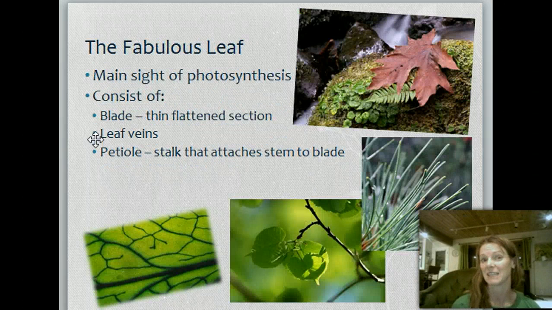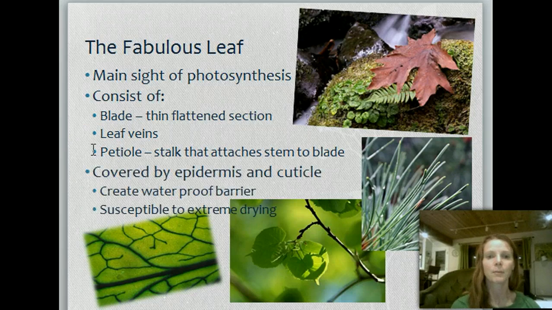Now the fabulous leaf. So this is the main site of photosynthesis. They obviously consist of the blade, which is the thin flat section, leaf veins, which again we'll talk about a little bit, but transport different nutrients throughout the leaf and throughout the plant. And then the petiole, the stalk that attaches the stem to the blade. So those are the three major parts of the leaf. Covered by an epidermis and a cuticle. So if you've ever taken a look at a leaf, you notice that there's a very shiny layer on it, and especially on the top side, you'll see that it's kind of shiny and it looks almost waxy. Well, basically, that's the epidermis and the cuticle.